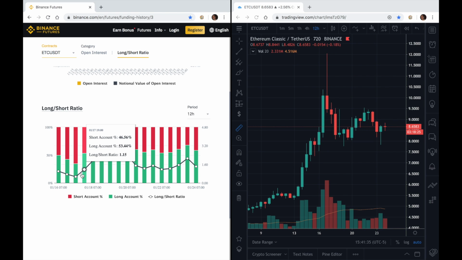117 at 7 a.m. to 7 p.m., we get a catastrophic rise. A crazy, crazy, crazy rise once again. Guys, we go from 34% long to 53. So a lot of buying here, just a ton of buying.